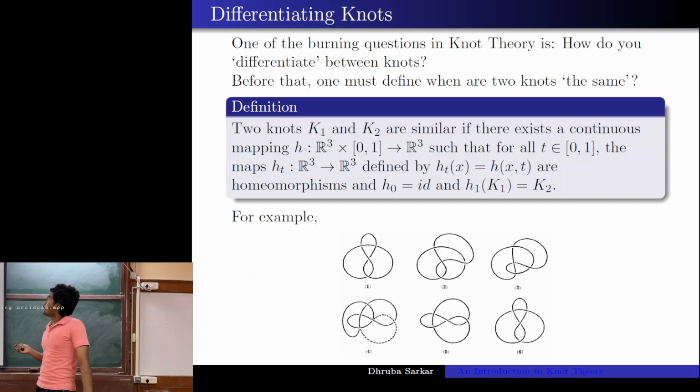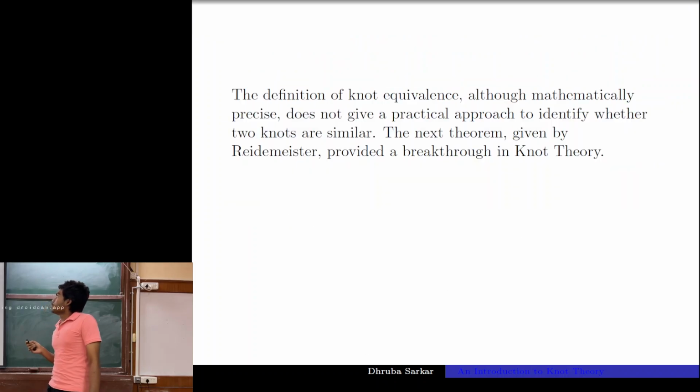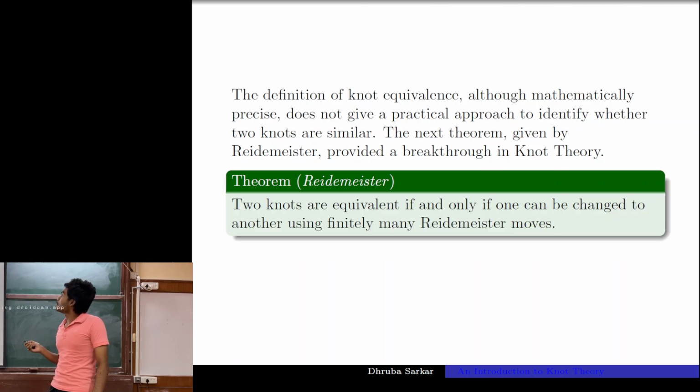So this is an example. However, even though this is mathematically precise, this does not give a practical approach to identify when two knots are equivalent. But the next theorem, given by Reidemeister, provided a breakthrough in knot theory. So let's look at the theorem.